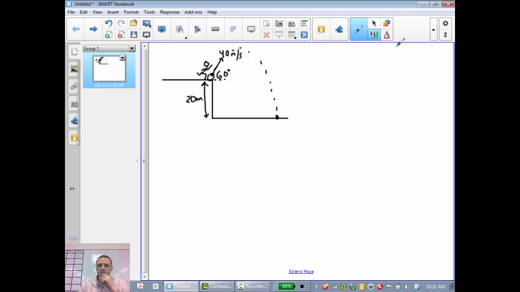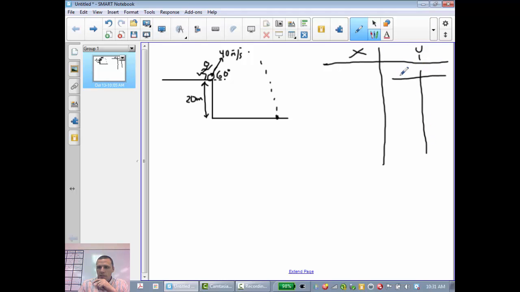First step is we're going to try to organize our information by doing a little chart that we've been doing. So X and Y and up and down. And to get the X and Y velocities, we need to do the components of 40 meters per second. So I'm going to do that over here.